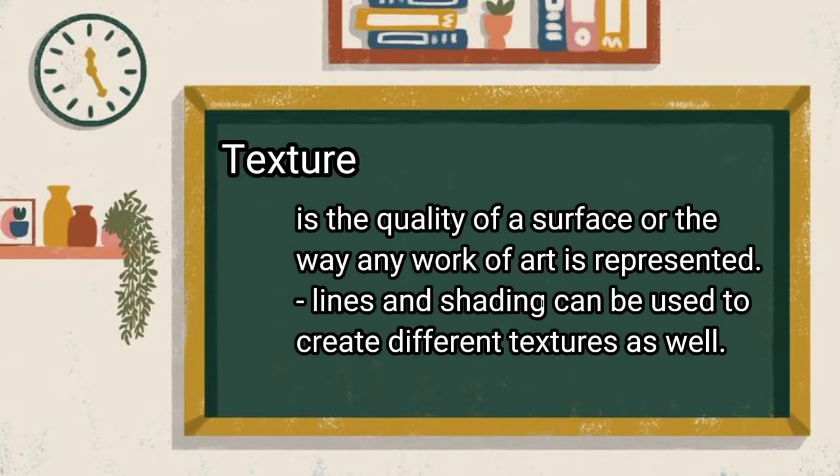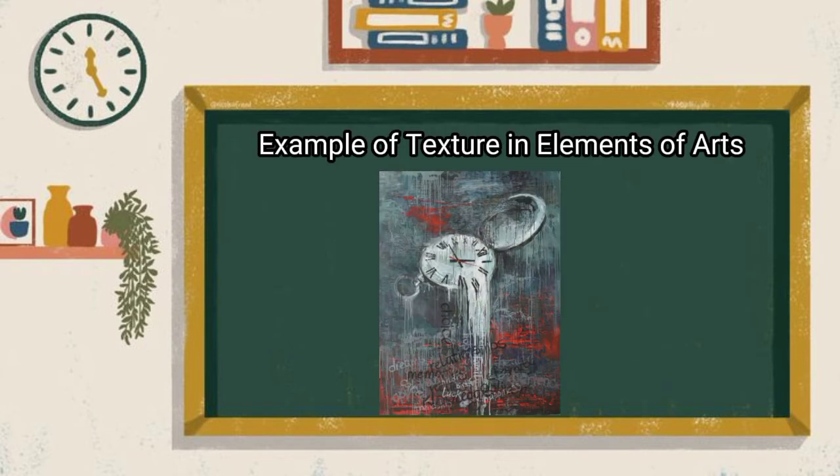Next is texture. Texture is the quality of a surface or the way any work of art is presented. Lines and shading can be used to create different textures as well. Here is an example of texture in elements of art.